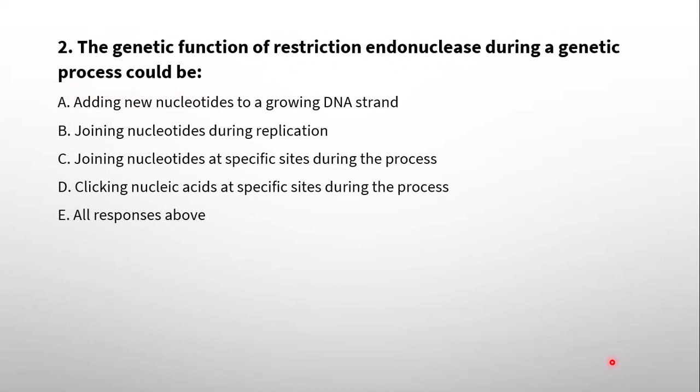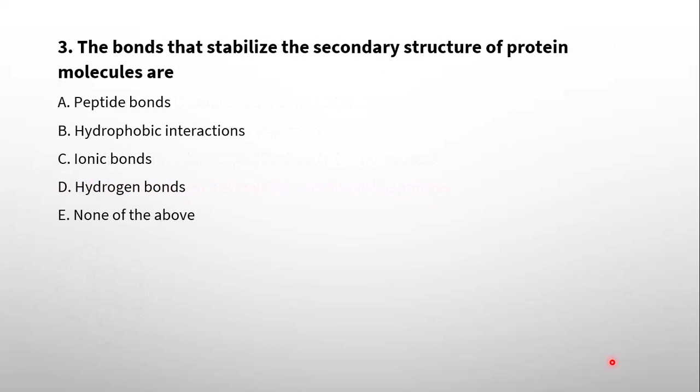The genetic function of restriction endonuclease during a genetic process could be: endonucleases are enzymes used to cut DNA, so go with cutting nucleic acid at specific sites during the process. Okay, the third question: the bonds that stabilize the secondary structure of protein molecules are hydrogen bonds.